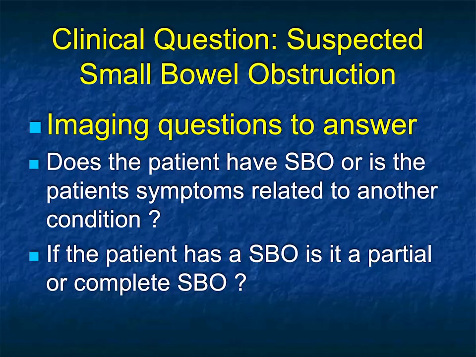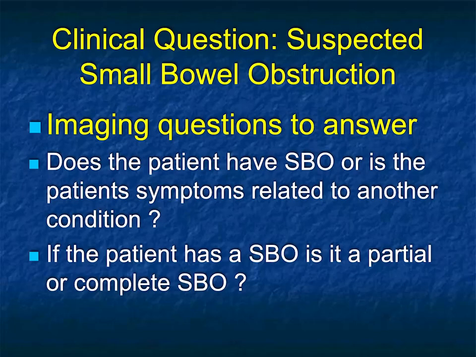Well, when the clinician sends us a request to rule out small bowel obstruction or suspect small bowel obstruction, we need to say, does the patient actually have small bowel obstruction, or are the symptoms related to another condition? Pancreatitis, acute cholecystitis, Crohn's disease without obstruction, diverticulitis, you name it.